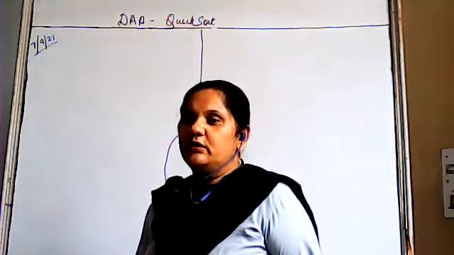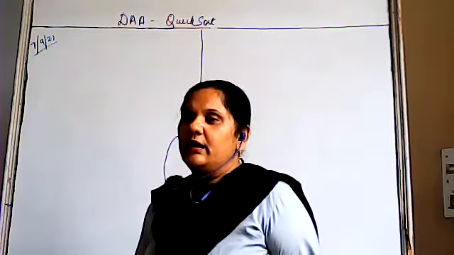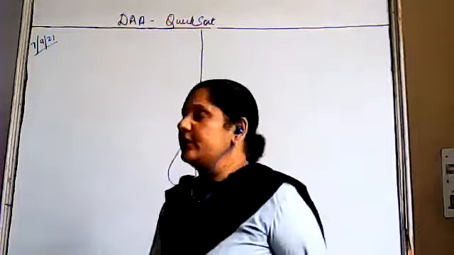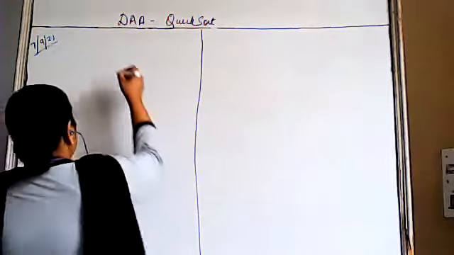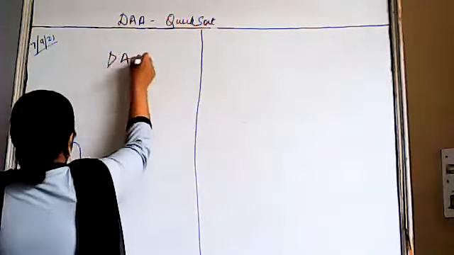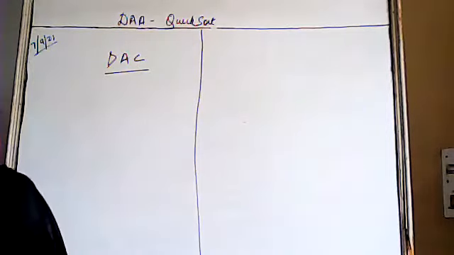So I welcome you all to this session of DA, and we will be doing quick sort in this session. So what is quick sort? It is another algorithm which is based on divide and conquer approach. So I will write DAC, that is divide and conquer approach.